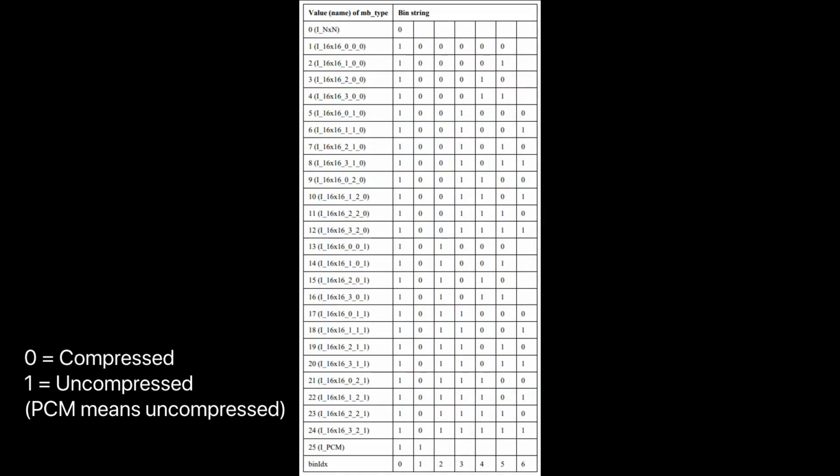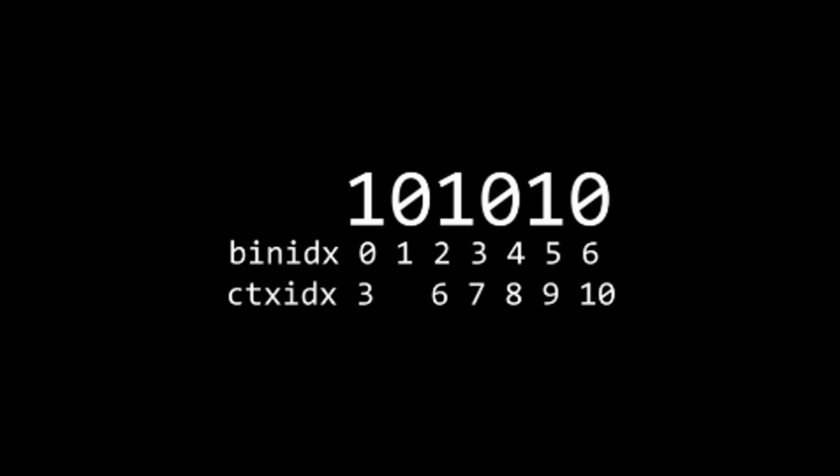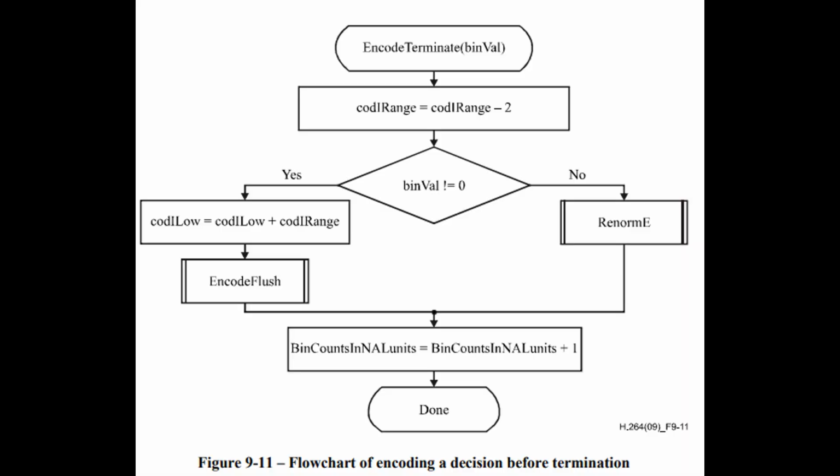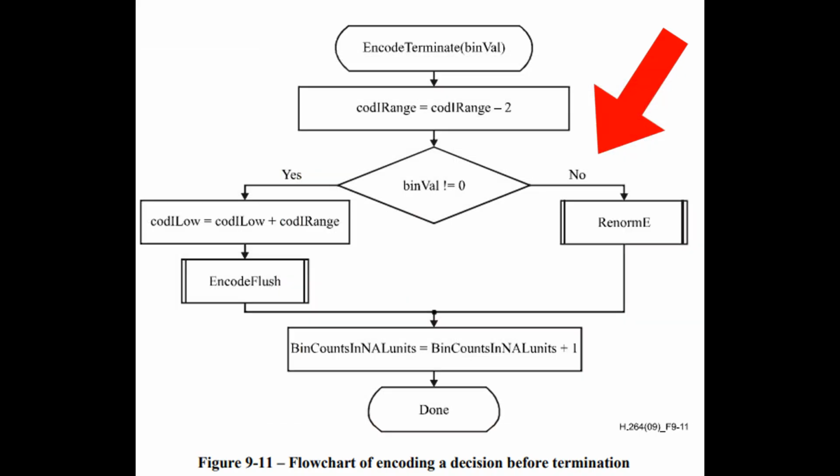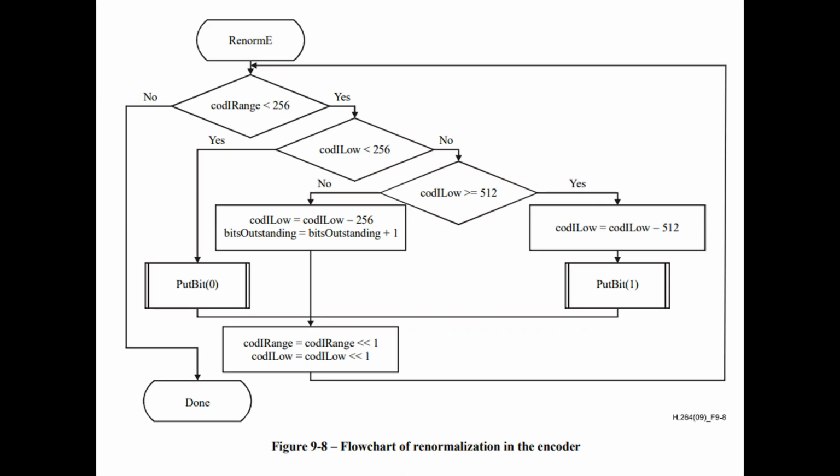The second bit is special, because it indicates if the Macroblock is compressed or not. It will use context model 276, which normally signals CABAC Termination. However, because we are using compression, we will use a different process. We decrease code I range by 2, then repeat the while loop we defined before.